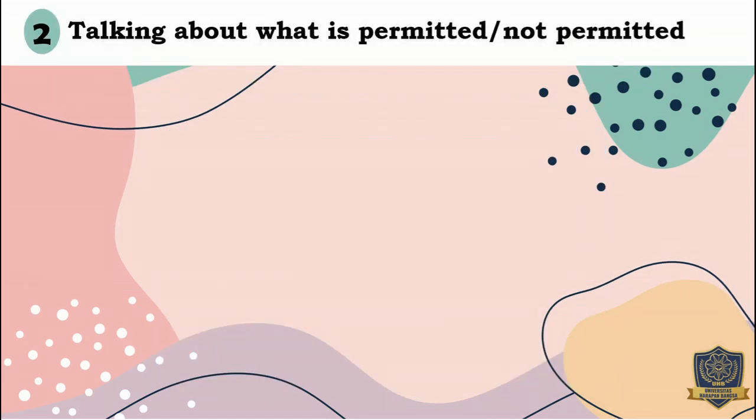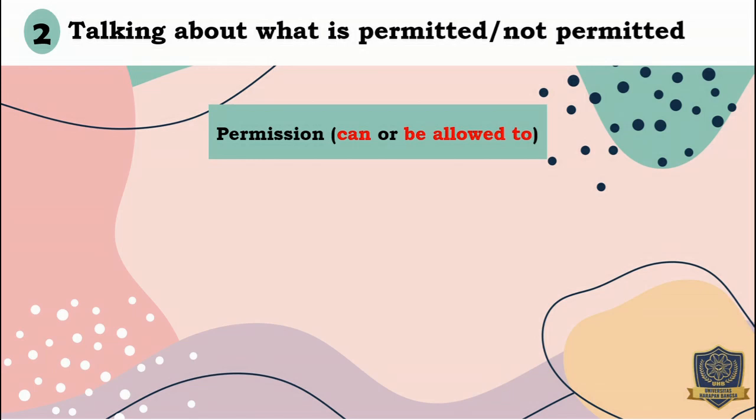Next. The second is talking about what is permitted or not permitted. Membahas tentang apakah sesuatu hal tersebut diizinkan atau dilarang. Okay, the first, permission. You can use can or be allowed to. Ketika sesuatu itu diizinkan, kalian bisa menggunakan kata can atau be allowed to.